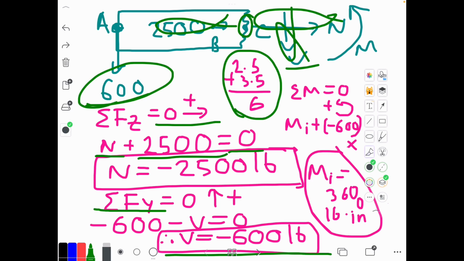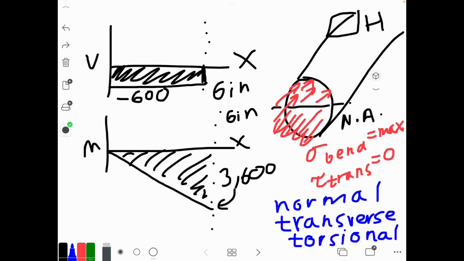So the 600 times x, and it is negative because the 600 is acting downward, or is actually positive, but we're going to have 600 times x, which is the distance that we have. And in this positive moment, why? Because it's acting counterclockwise. Using the right hand rule, acting counterclockwise, which is our positive direction. So, once we find our internal shear force and internal bending moment, we can find the distribution through this bracket.